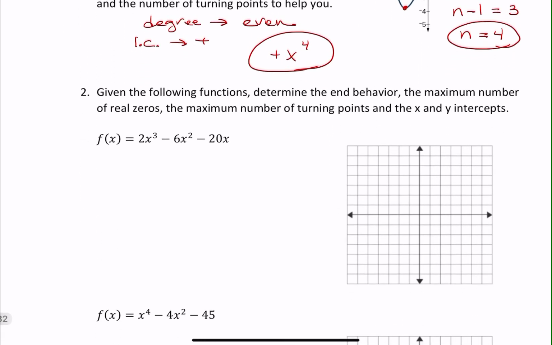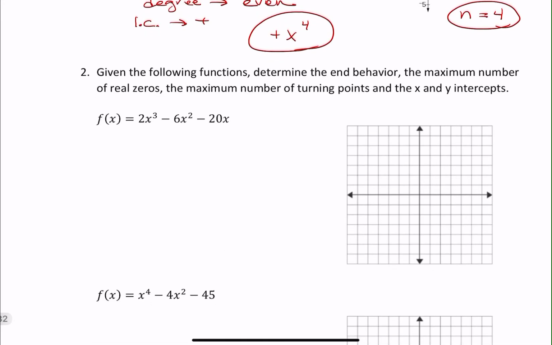Now, what else you can do with that is you can actually sketch the graph from putting everything together. If I look at this one, I've got 2x cubed. That tells me that my power is odd and my coefficient is positive. So it's going to look like the x cubed graph, where as x goes to infinity, f of x is going to go to infinity, and as x goes to negative infinity, f of x is going to go to negative infinity.